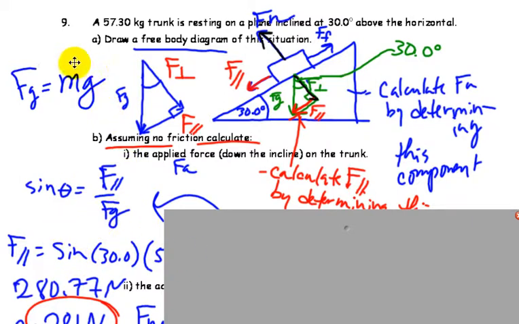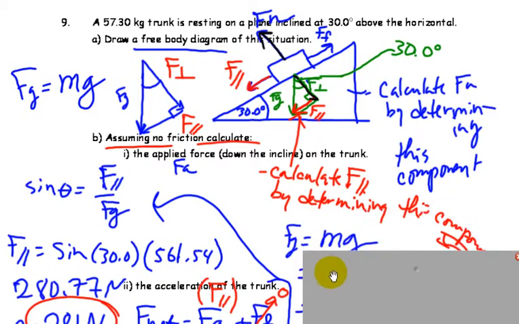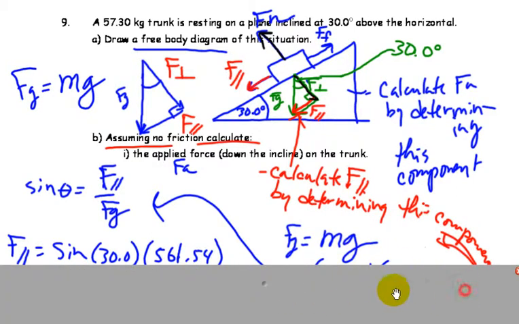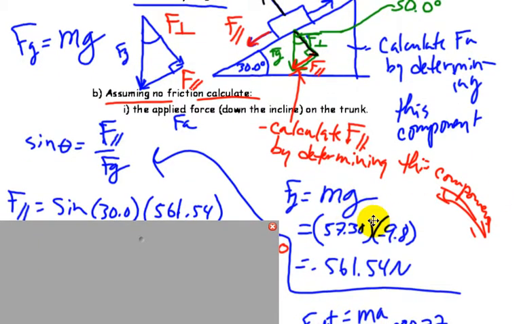Now since Fg is mass times gravity, mass times gravity. I guess I did figure it out separately here. I didn't do it all in one step. So over here, mass times gravity, 57.30 times negative 9.8. Fg is negative 561.54. Now, it really isn't beneficial to talk about negatives here, so we just simply use the force value.